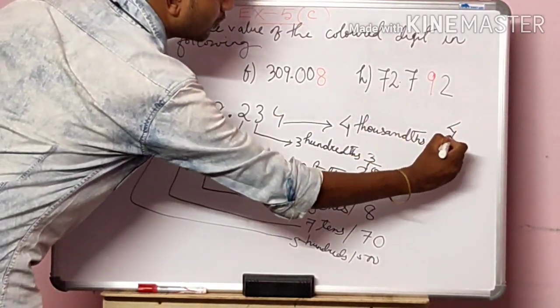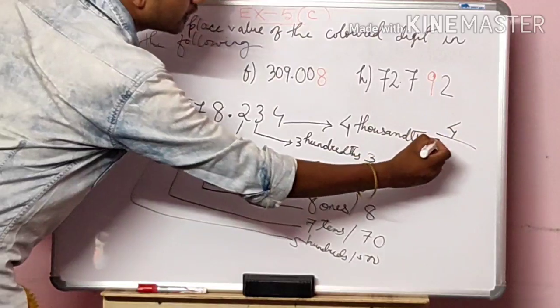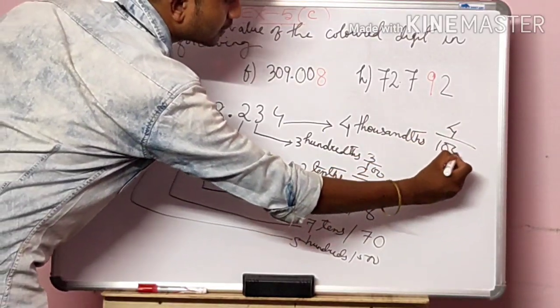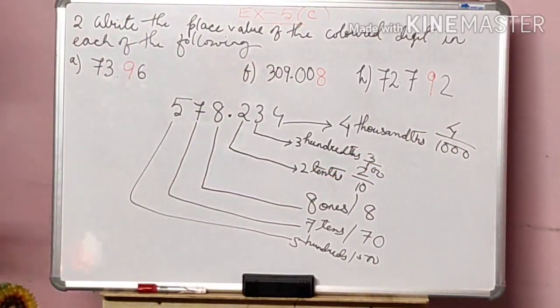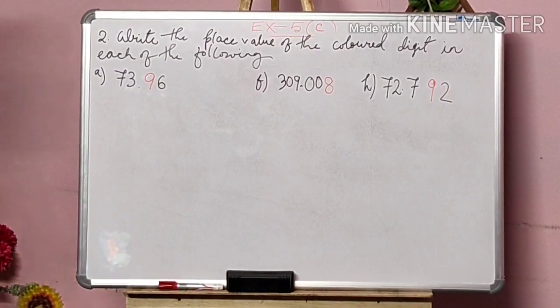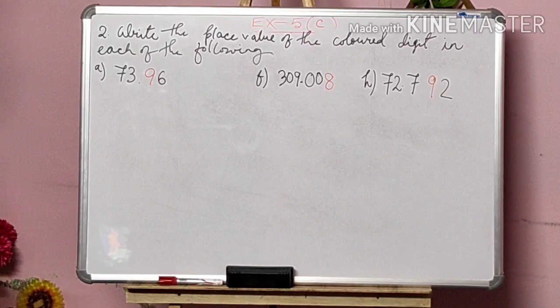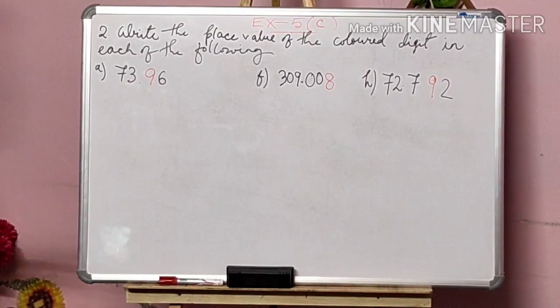So you are going to write 4, and it was thousands, no? So it will be written upon 1000. Okay, so this is the simple one that we have to write. You see that: write the place value of the colored digit in each of the following. As I said, I gave you one example for it. Now the questions that we are going to do.